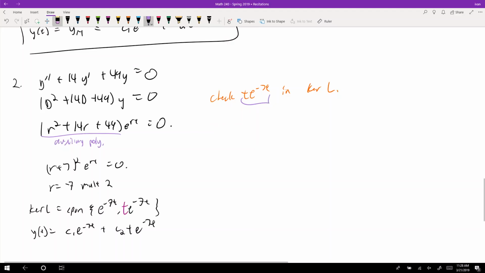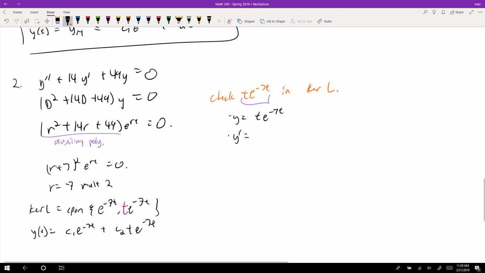Okay, so what I do is I let y equal t e to the negative 7t. Now what happens? Well, remember I plug it in for y, but there's a y prime and a y double prime term, right? So their derivatives, you have to take the derivatives.